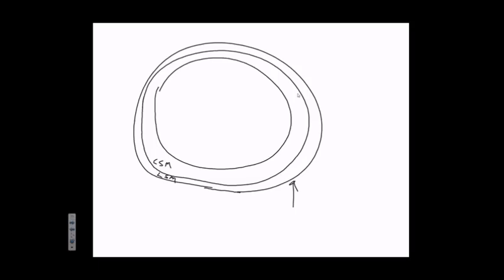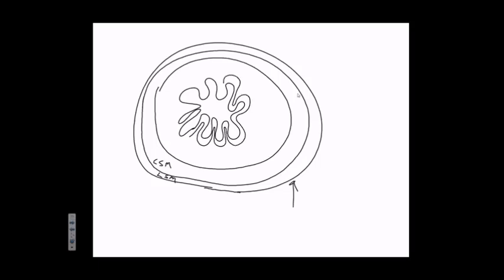And just inside the circular smooth muscle is the submucosa, which is primarily connective tissue. And inside of that is the mucosa. The mucosa is made up of simple cuboidal epithelium if you're in your digestive tract. If you're in the esophagus, it's non-keratinized stratified squamous epithelium, as it is in your mouth.